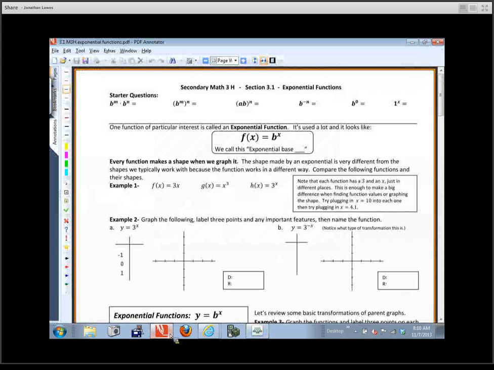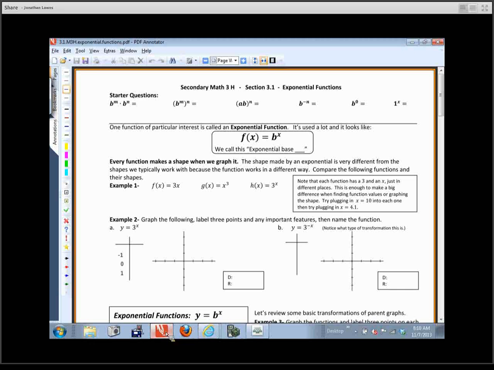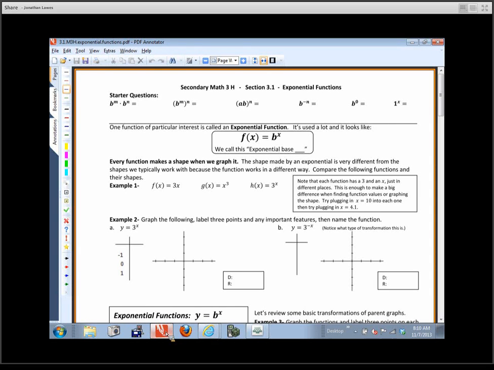Let's take a look at this section. And as a starter question, I've got some reminders about how we work with exponents and stuff like that, because this section is on exponential functions. We're going to be doing some graphing and some applying of exponential functions and those ideas.